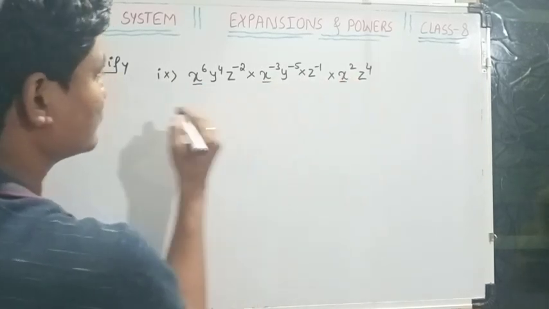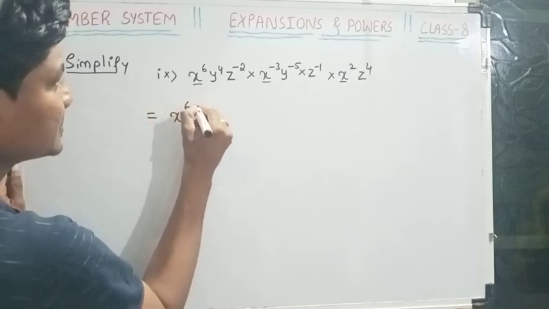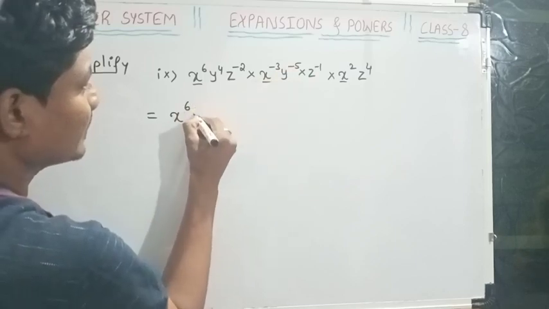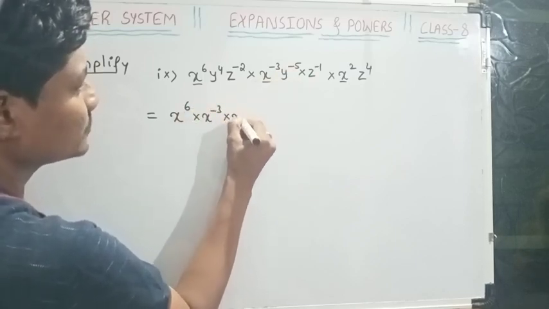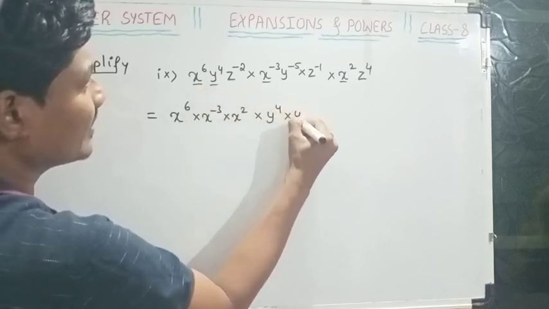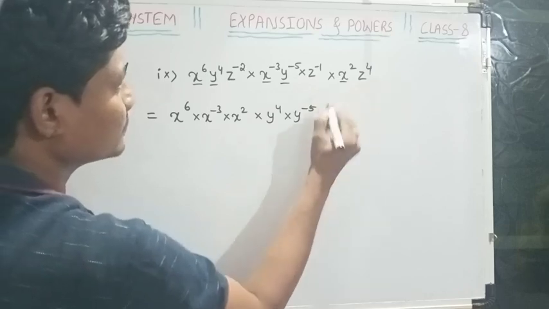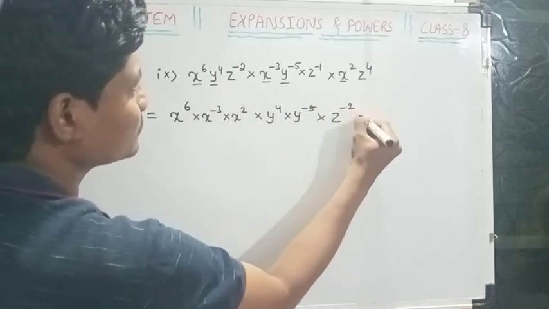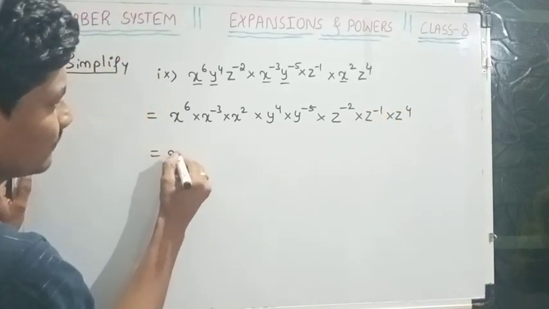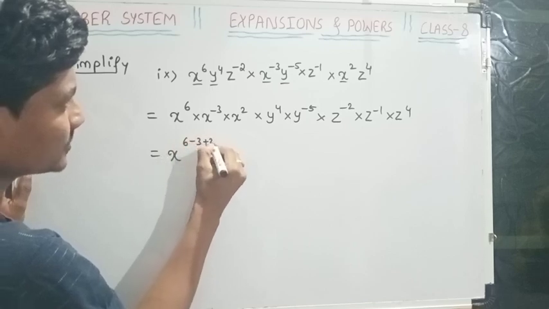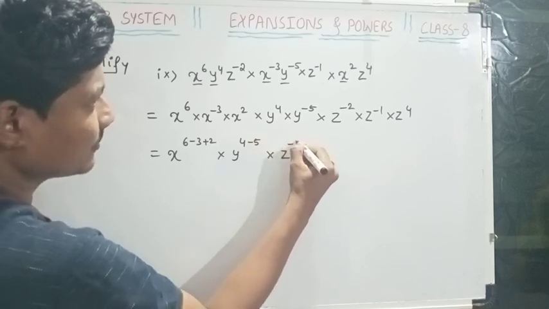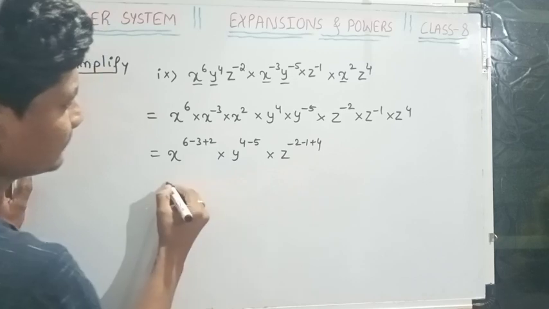x to the power 6, x to the power minus 3, x to the power 2. I am writing them together. x to the power 6 into x to the power minus 3 into x to the power 2 into y to the power 4 into y to the power minus 5 into z to the power minus 2 into z to the power 4 into z to the power minus 1. I'll use the law of exponents. x to the power 6 minus 3 plus 2 into y to the power 4 minus 5 into z to the power minus 2 minus 1 plus 4.